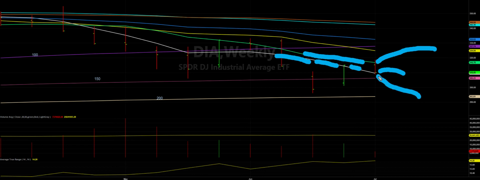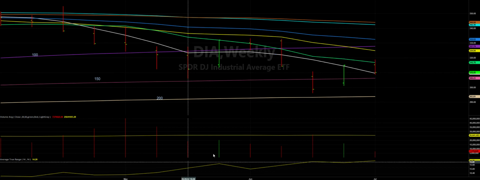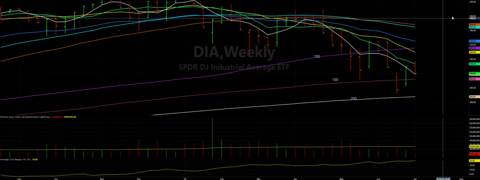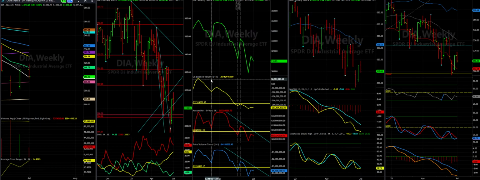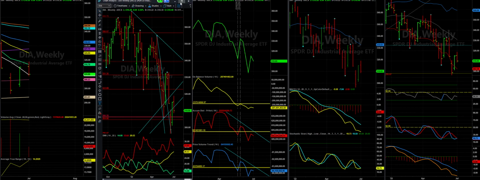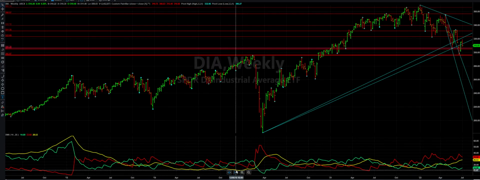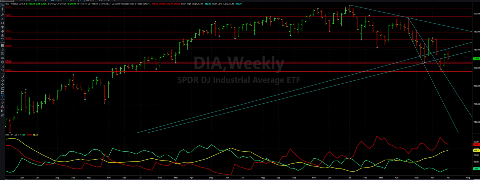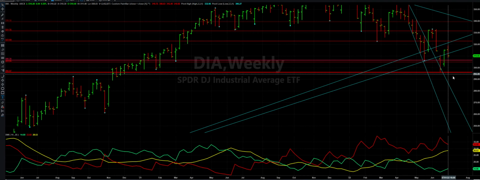And as of right now, we're closing at the lower end of the weekly range so far. We've got Thursday and Friday, the only things left for this week. But we're testing this downward trending 4-week moving average. That's not good. Let's go to the structural chart real fast. All right, this is the weekly structural chart for the DIA.